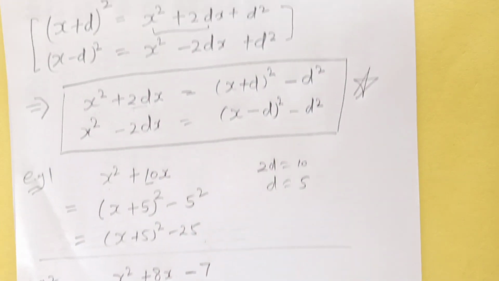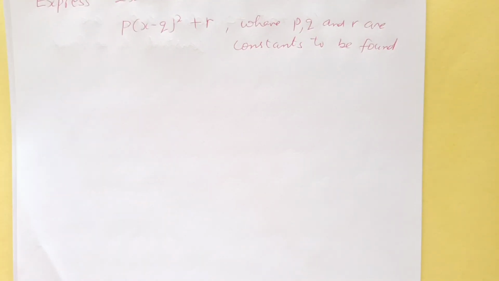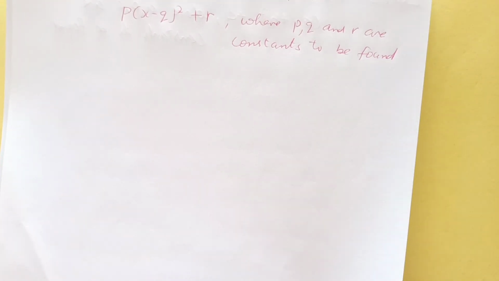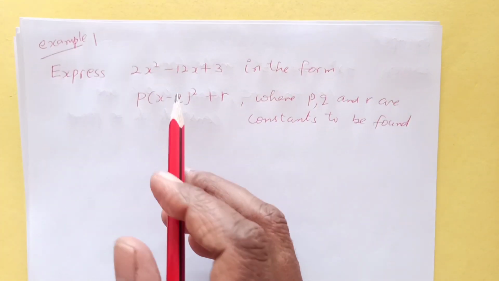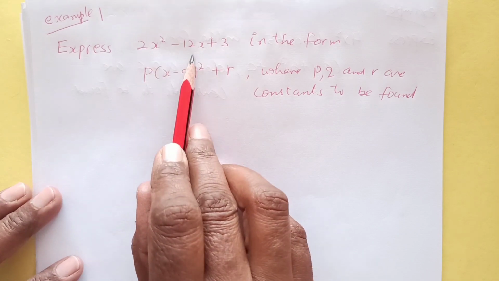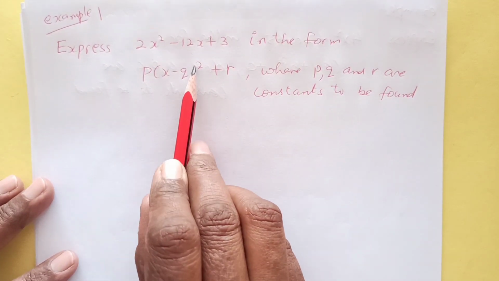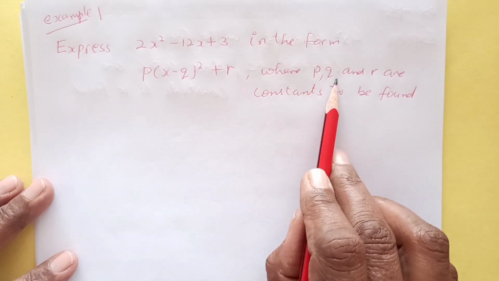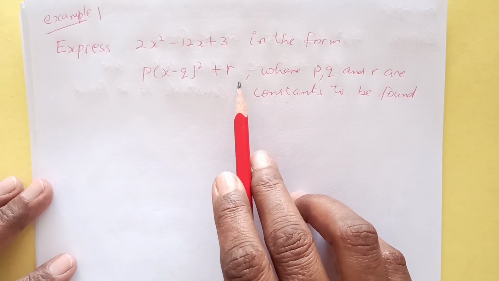So let's do some examples related to that, so that the concept is more clear to you. I have one example. First example here: express 2x squared minus 12x plus 3 in the form p(x minus q) squared plus r, where p, q, r are constants to be found. So we need the values of p, q, r.